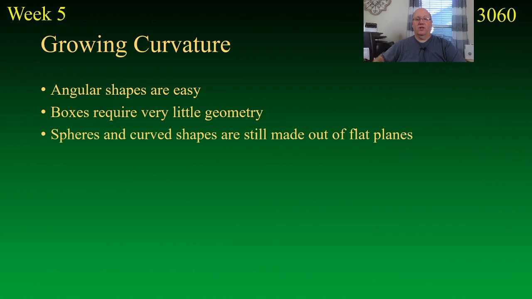Now, spheres and curved shapes are still made out of flat planes. It's important to remind you of that, meaning that if you think of a mirror ball, that ball that's on the ceiling with a light coming off it, and I know that there have been revivals of that sort of thing. But the mirror ball is really what the sphere is in the graphic world, meaning that you don't necessarily in computer graphics have a completely smooth sphere. In theory, that should be possible, but in practice, it is not.